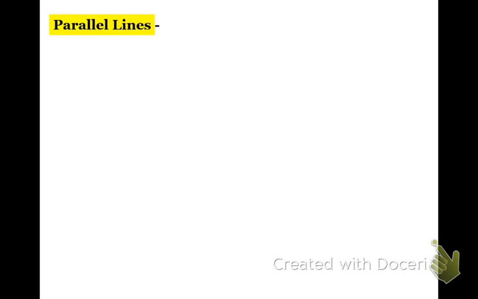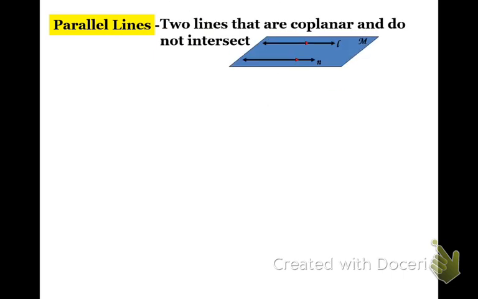They're lines what? Yeah, they're on the same plane, so you want to write that they're coplanar. That's the first line. Coplanar lines that do not intersect.